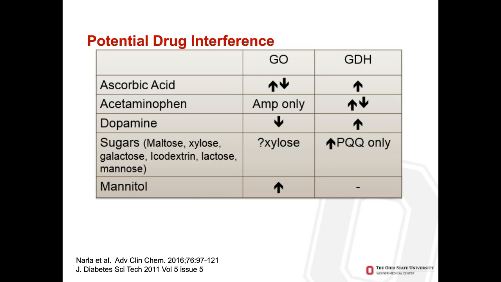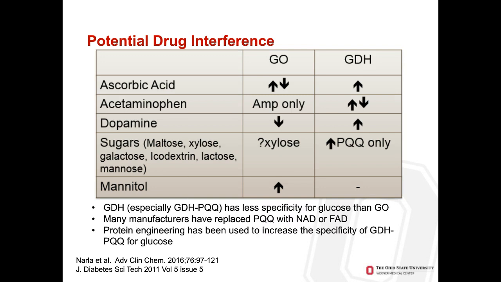Now, with respect to those other sugars, many manufacturers have replaced that PQQ enzyme now with other cofactors like NAD or FAD. So that is really minimized today, but it was an issue a few years ago before that re-engineering has taken place. In addition, the protein itself has also been altered in some cases to increase that specificity for the enzyme to glucose and not other sugars.